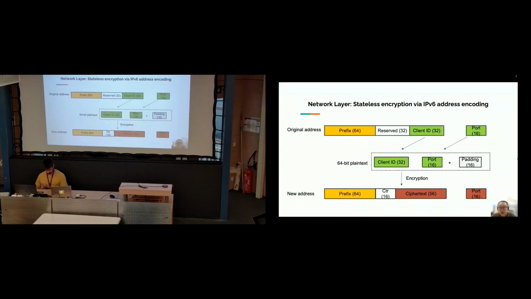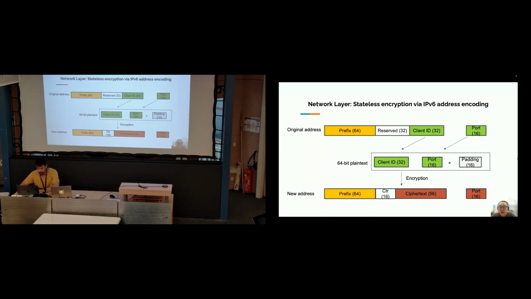Now let me explain how we achieve stateless encryption. Here is an example. Let's assume we have a /64 network. We design a special address scheme. The first 64 bits is a constant network prefix, and the last 32 bits is the client ID, and the rest are just zero or random. Our goal is to obfuscate the client ID and the client port. To do this, we use a lightweight line-rate encryption on a programmable switch to encrypt the client ID, port, and some random padding.